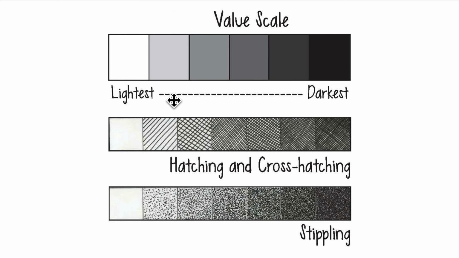Value scale. You can just add actual colors, or you can add cross hatching and hatching. So you can use not necessarily a solid color, but you can use lines to help you with this concept of making it darker or lighter. Same thing with stippling, dots. Right? You can add more dots and create this stippling look.